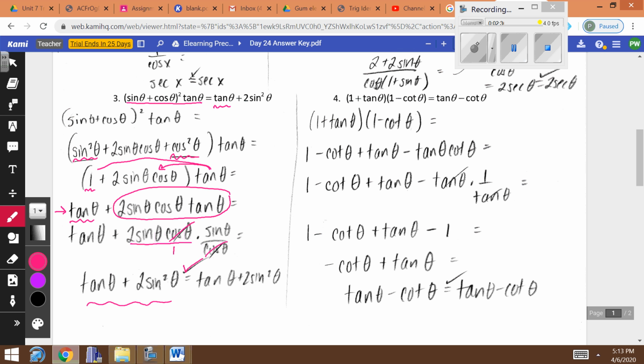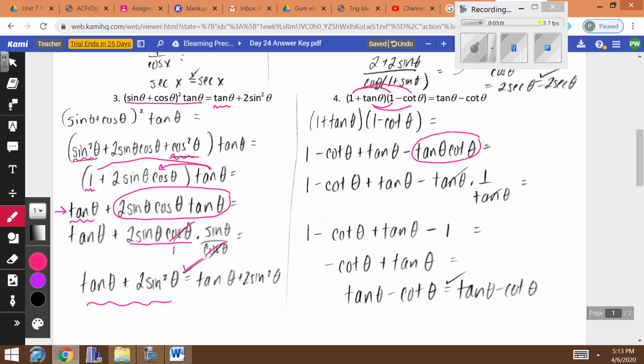I saw it was these two things times each other, so let's go ahead and double distribute. Let's multiply them out. So 1, and then we get minus cotangent plus the tangent, and then minus the tangent times the cotangent. Now, I noticed right here we have a tangent and a cotangent being multiplied. We know that tangent and cotangent are reciprocals of each other. So I rewrote it like this, the tangent times 1 over the tangent, because we know when we multiply anything times its reciprocal, we get 1.